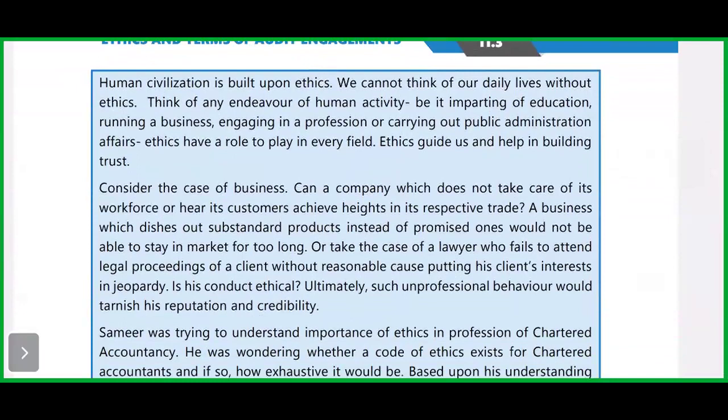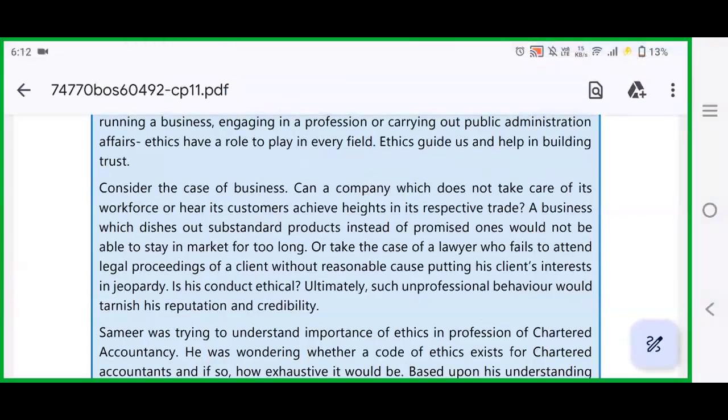This is just a short info about ethics, how every human activity and everything is based upon ethics, and ethics is considered important in our life.